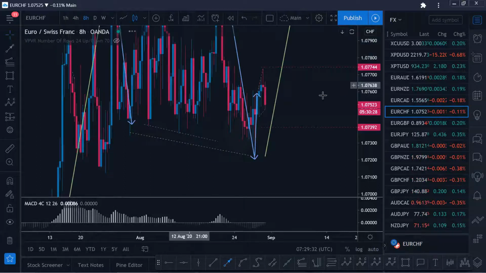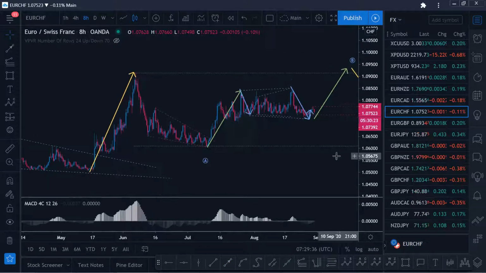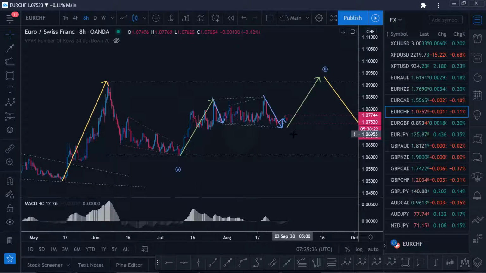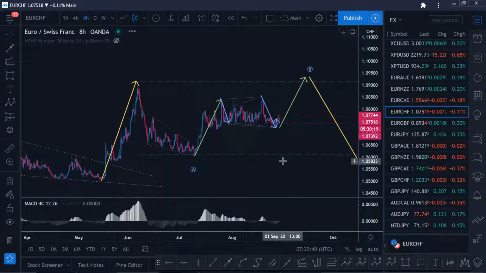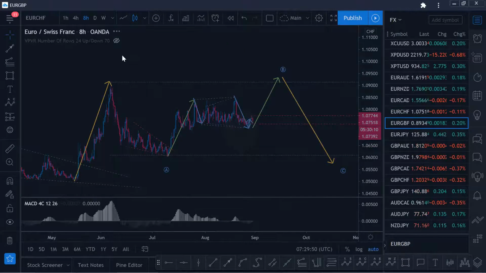Although the higher time frame is a mess, and we just came out of a very messy structure, potentially what we're looking at is actually quite a clean structure to follow this. Because it started very messy, it could end very cleanly, and some very clean trades in there. So keep an eye on the Euro Swiss.